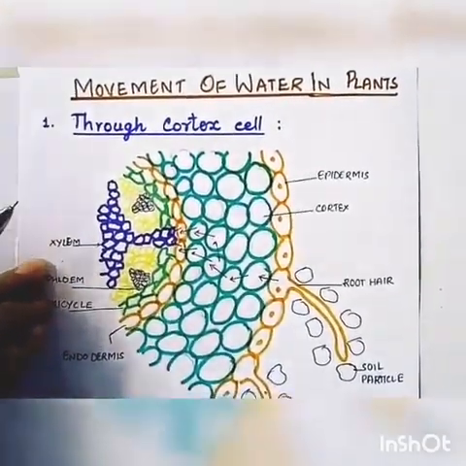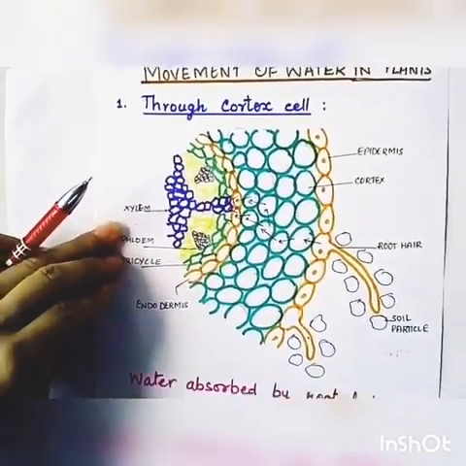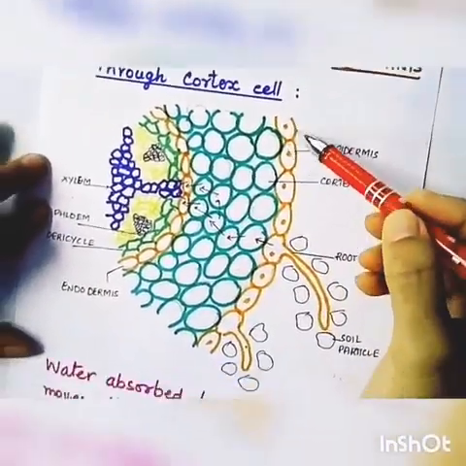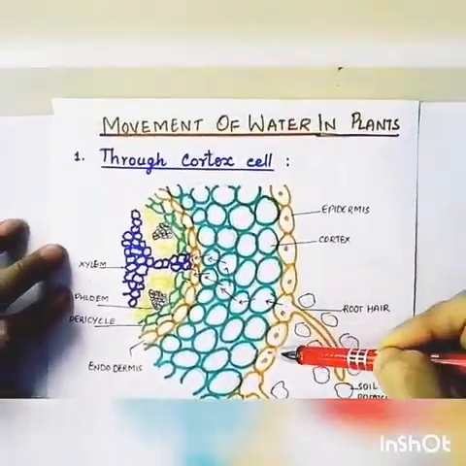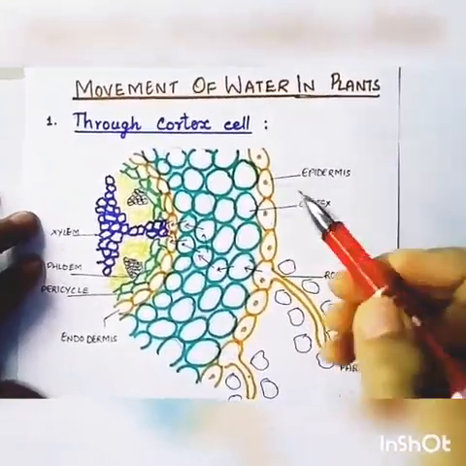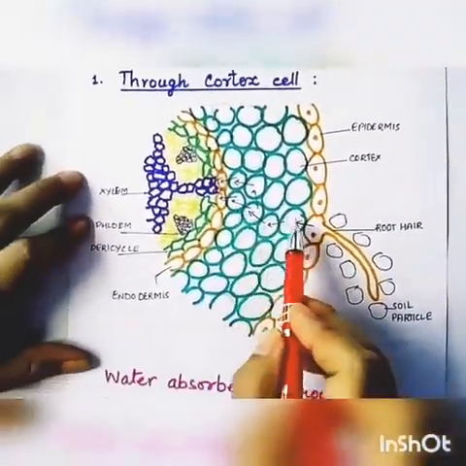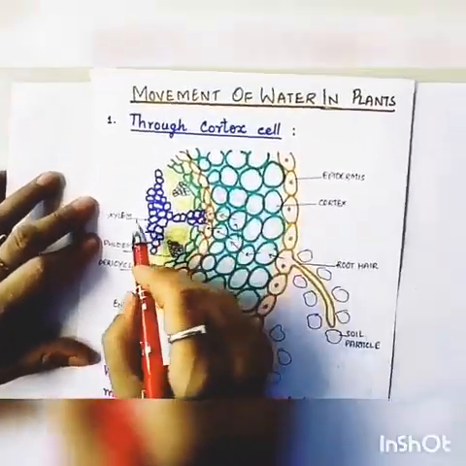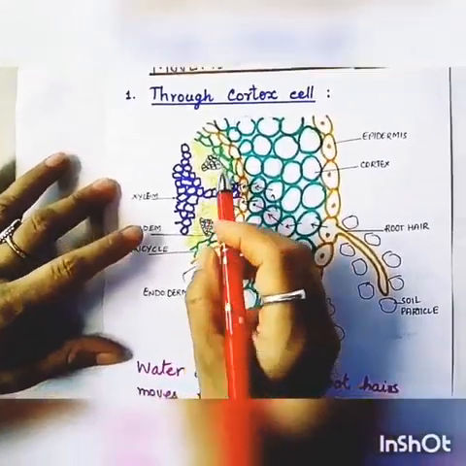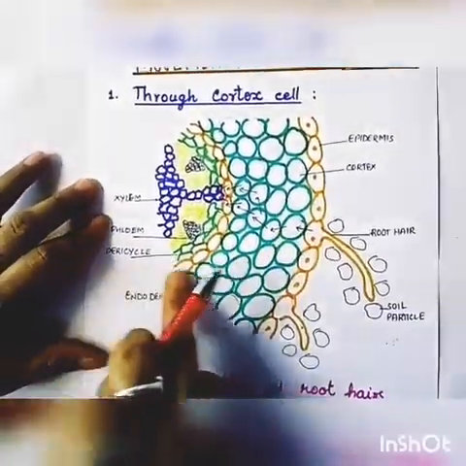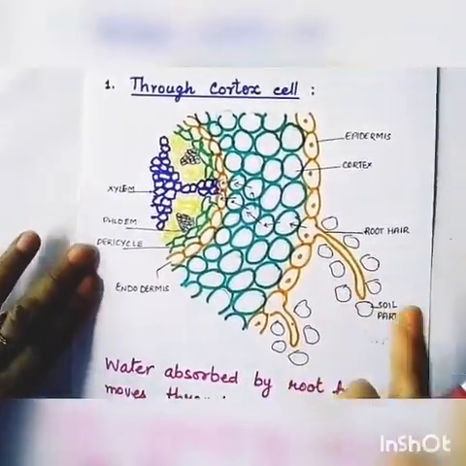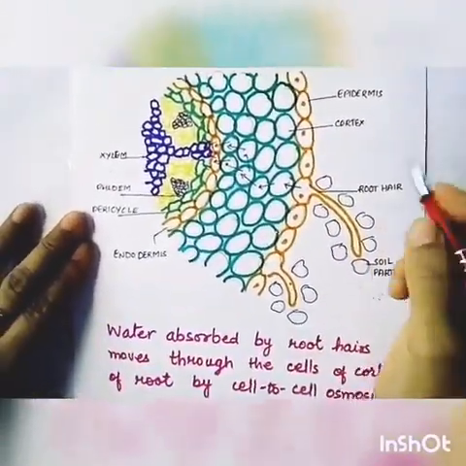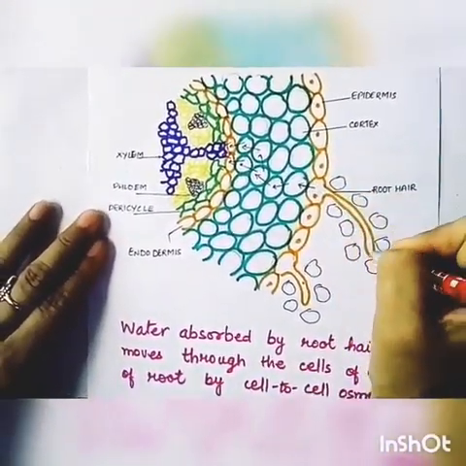First is through the cortical cell. The structure shown here is the ultrastructure of root hair. You see the cellular structure: this is the outer epidermis, and then this green color is the cortical cells, then this is the endodermis, this green color is the pericycle, this purple color is the xylem vessels, and these are the phloem vessels. And all of you know that the root hair is an extension of the epidermal cell.